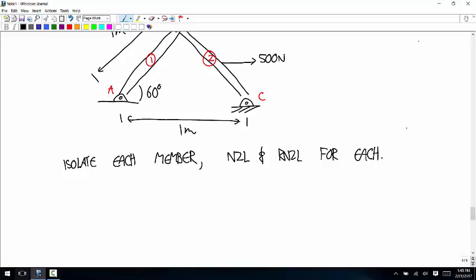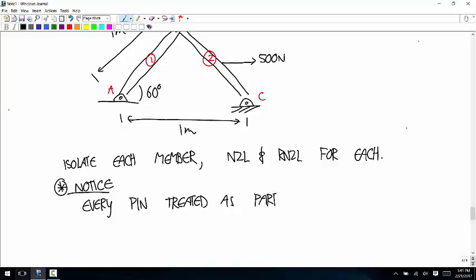And in order to cut down the number of equations, one important thing that I'm going to do is I'm going to treat every pin, so every pin will be treated as part of the lowest numbered member it connects.